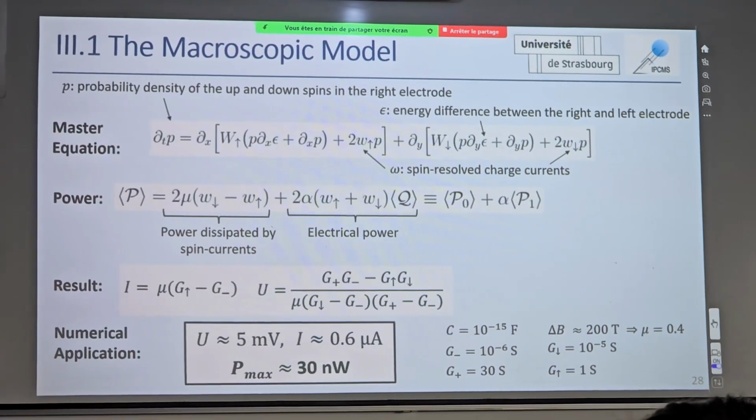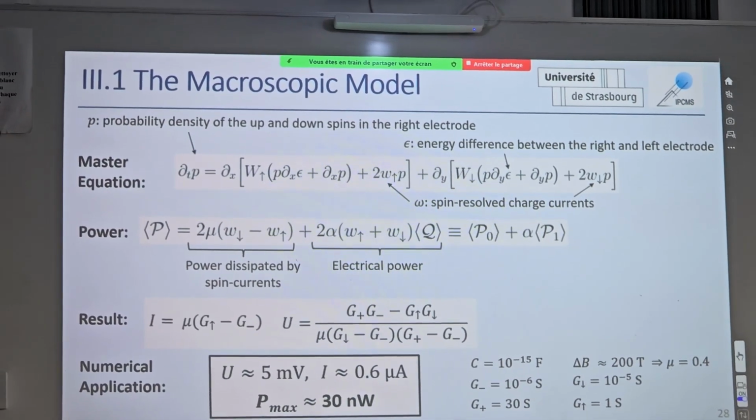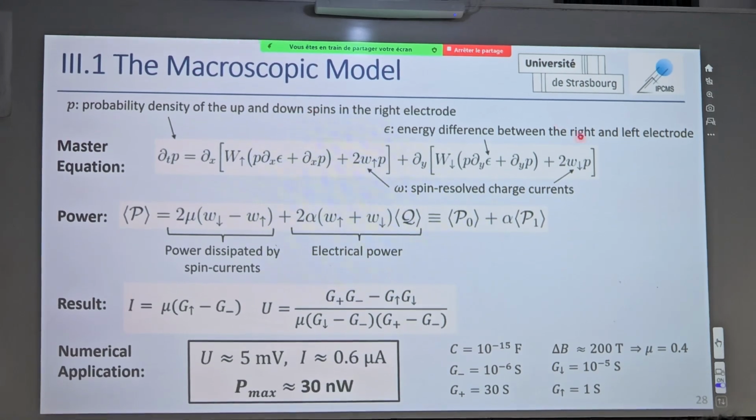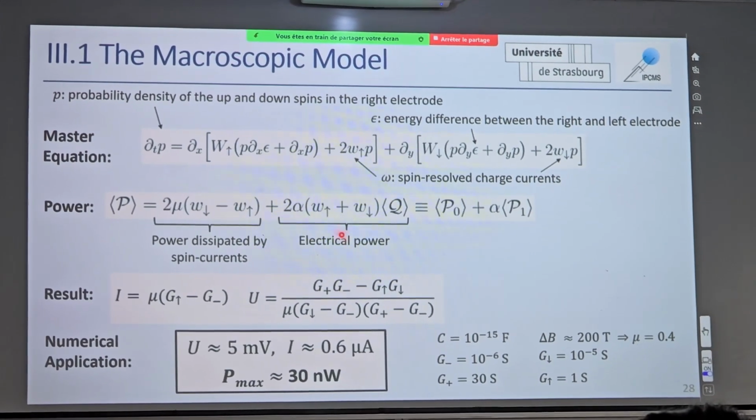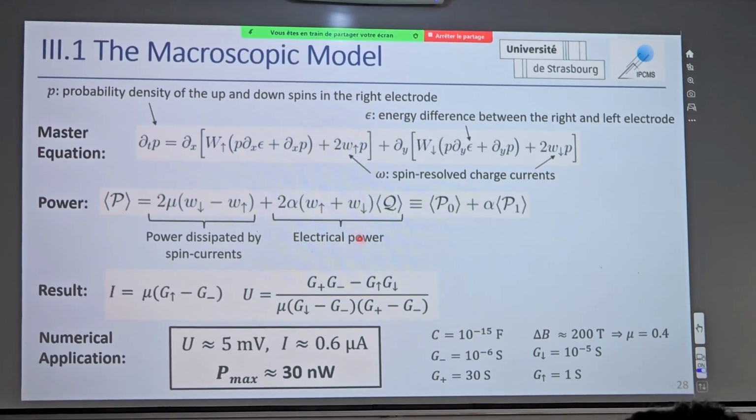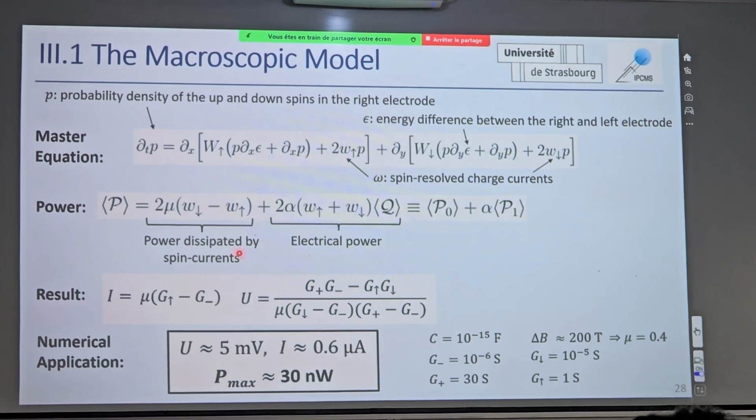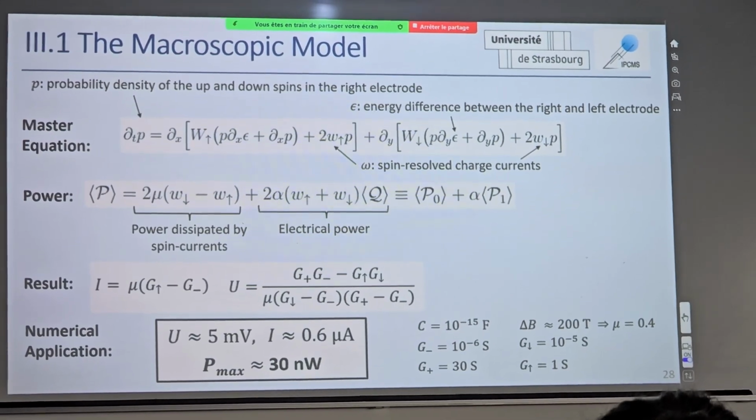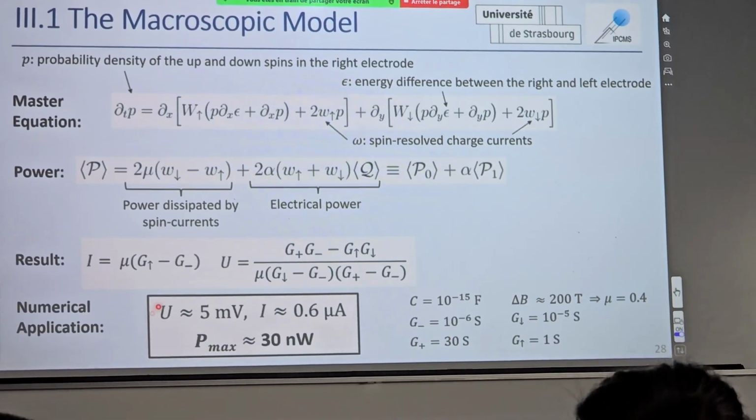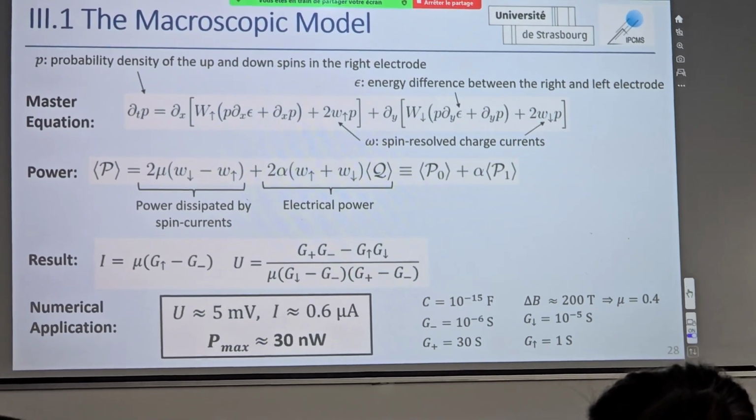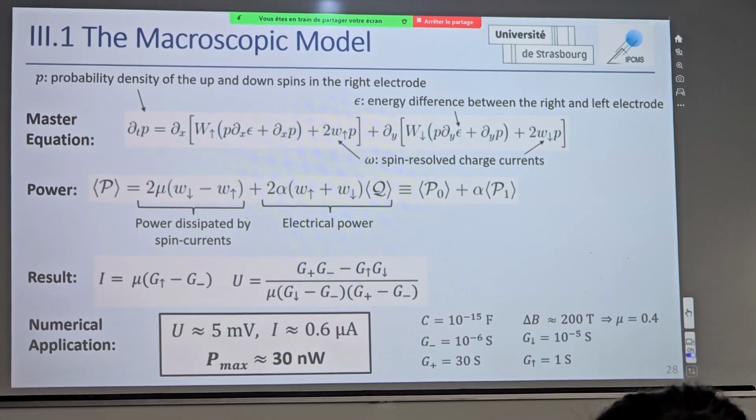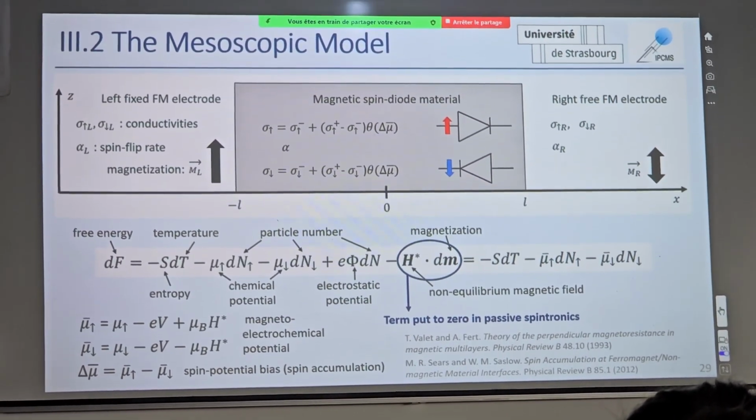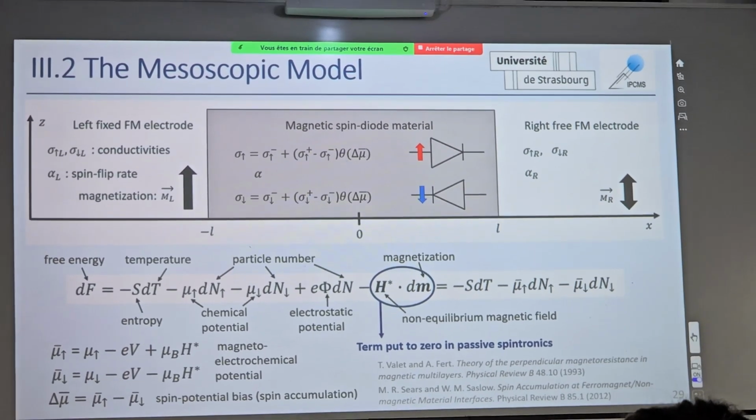And so I studied this problem in the framework of stochastic electronics, and I was able to derive a master equation, which I managed to solve in order to extract the electrical power, and so the current and the intensity of the device, and for a realistic set of parameters, I could reproduce the results I have obtained in the experiments.